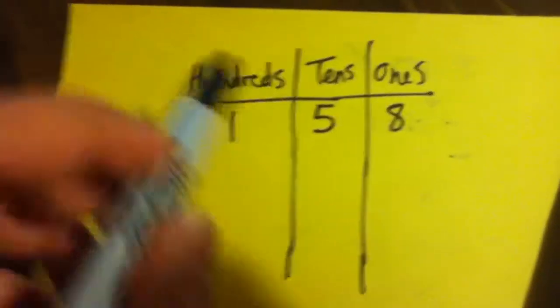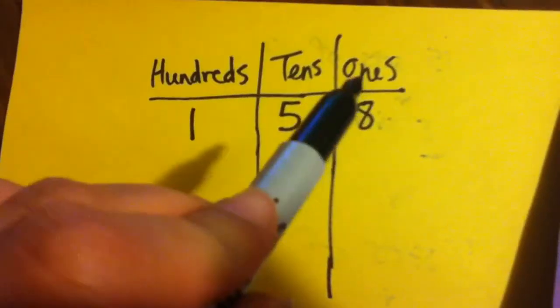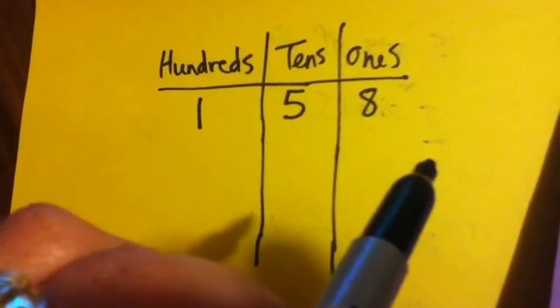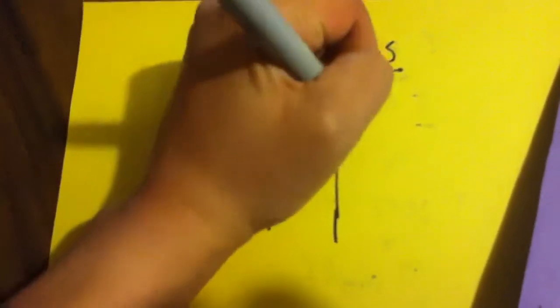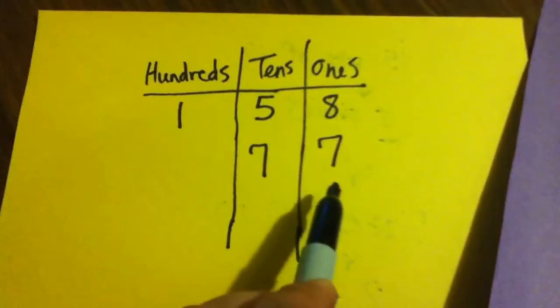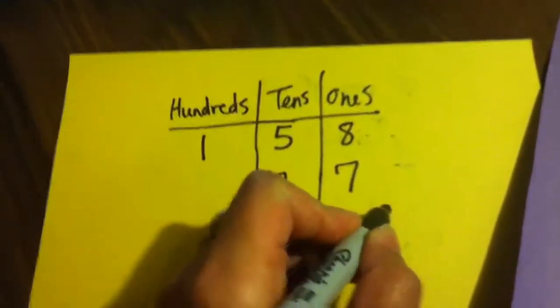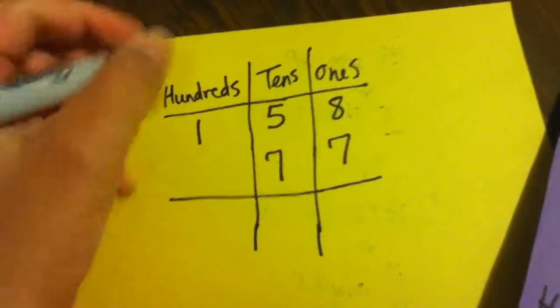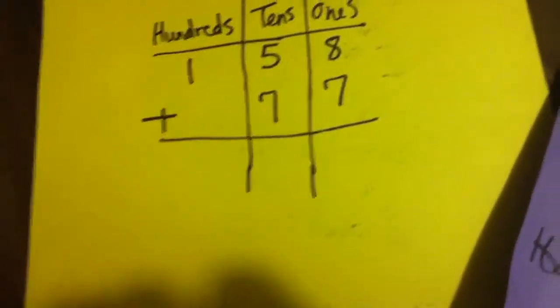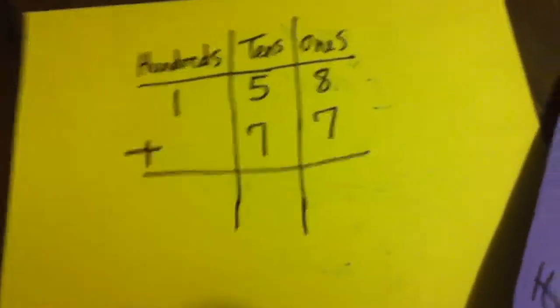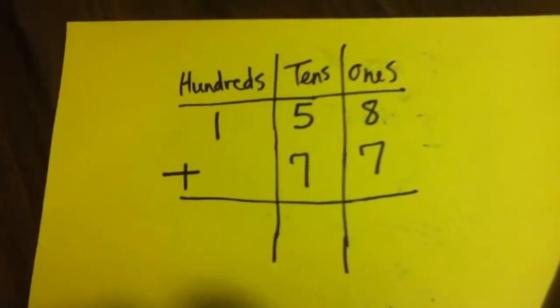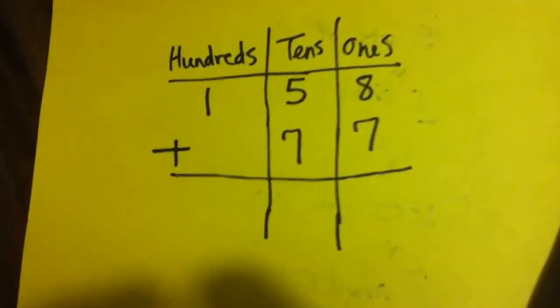We have 100, 5 tens, and 8 ones here because we lined up our numbers in the correct place value. And our second number is 77. So 77. We have 7 ones, 7 tens, and 0 hundreds here. And those are the only two numbers that we're going to be adding at this time. So we can draw our bottom line, our addition symbol to remind us what we're doing here. And we're ready to get started.